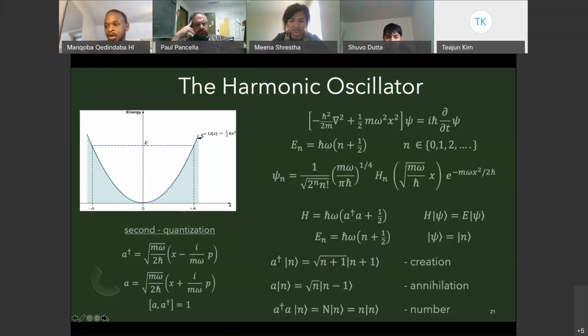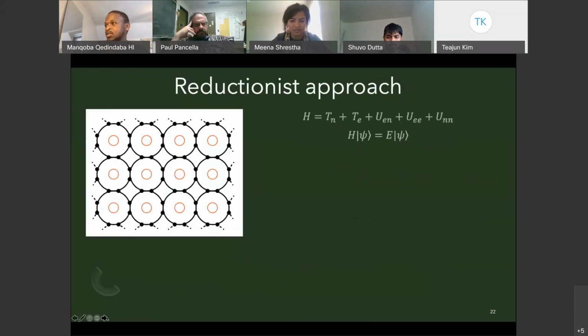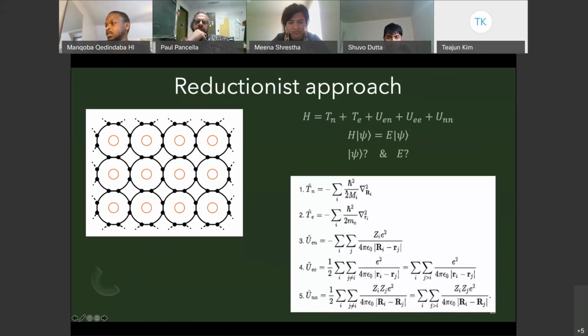All right, so let's now switch and look at the reductionist approach, and then I will tie this harmonic oscillator to emergence. Okay, are you guys ready? All right, so the reductionist approach: think about it as now, if you have multiple particles, which are your electrons and your protons, I claim that the Hamiltonian that you need will have five terms, and all of these terms are basically the kinetic terms of the nucleus and the electron, and then all of the Coulomb interactions between the two.